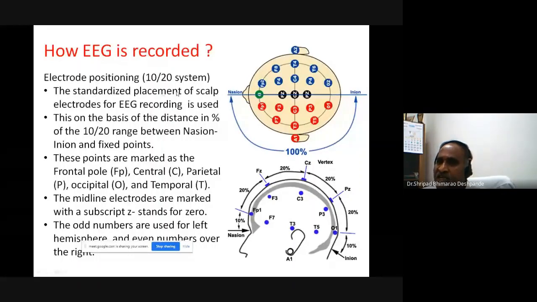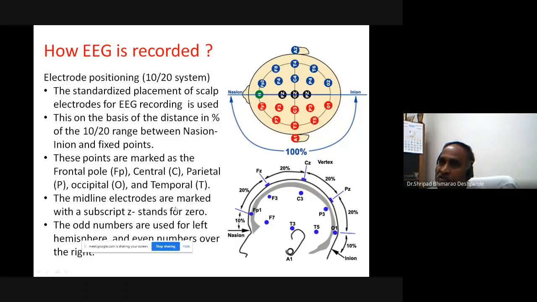The standardized placement of scalp electrodes is used here. The 10-20 is the percentage distance. If you are looking at the percentage distance, here it is less, here it is more. This is 10% here, this is 20%, 10% and 20%. These points are marked as FP for frontal, then central is C, parietal is P, the temporal is T, and occipital is O. That is how the nomenclature is, the standard nomenclature used currently.